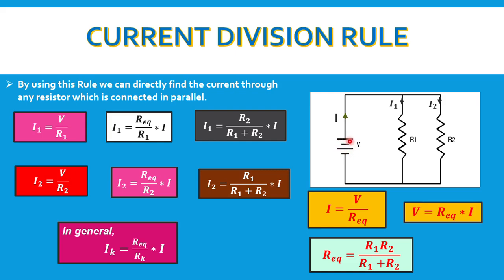So in that case, this current division rule is very important, because the value of the current is given and you have to find the current through any resistor which is connected in parallel. Simply we use this formula, IK is equal to R equivalent upon RK into I.